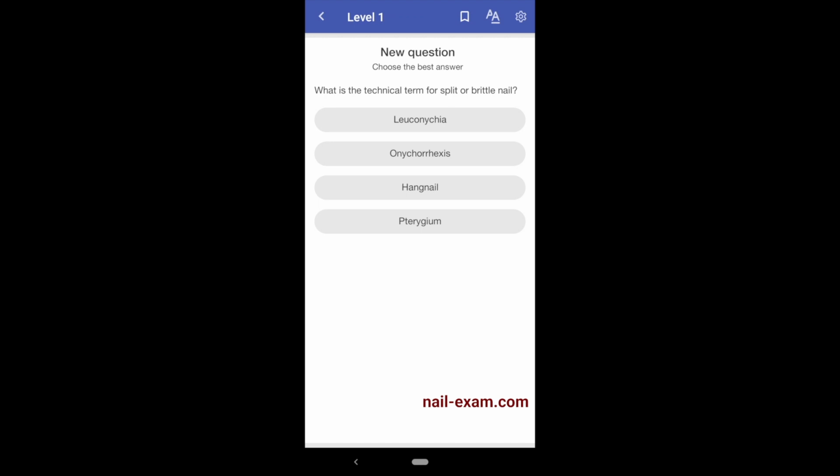What is the technical term for split or brittle nail? Answers: A. Leukonychia. B. Onychorrhexis. C. Hangnail. D. Pterygium. The answer is B.